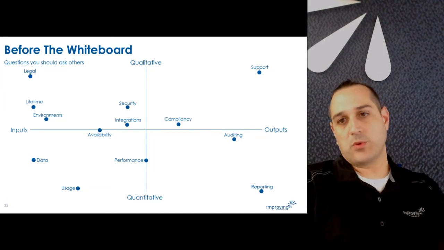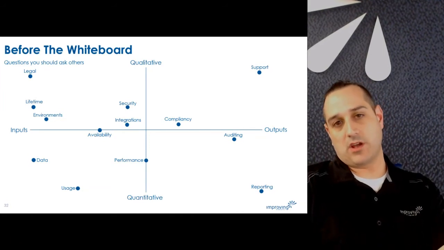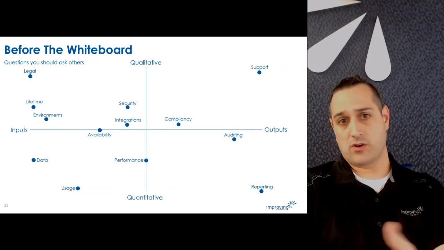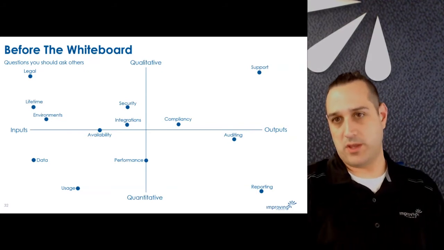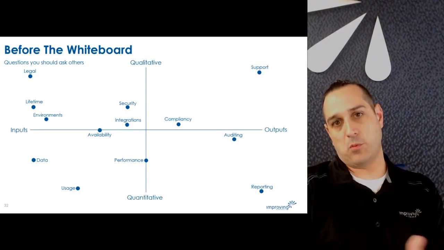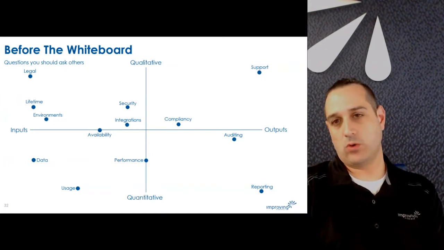And as you remember, we set this up where there are some things that go into the system, whether they're legal concerns, environmental concerns, security integrations, whatever the case may be. And it's a sliding scale where some of these also have more of an output than an input. So it's not a hard and fast rule.